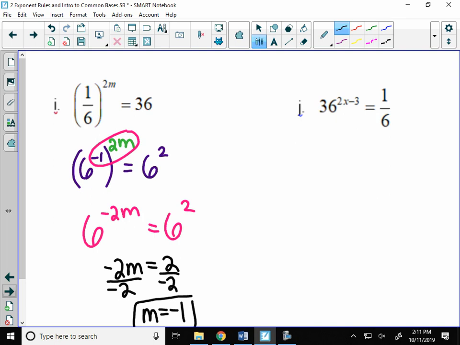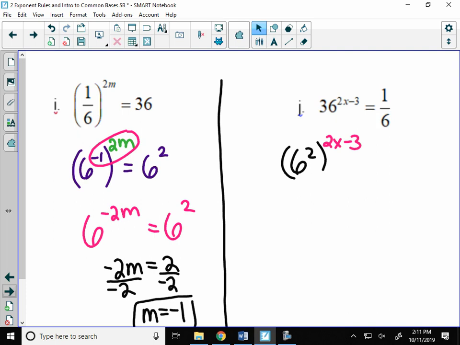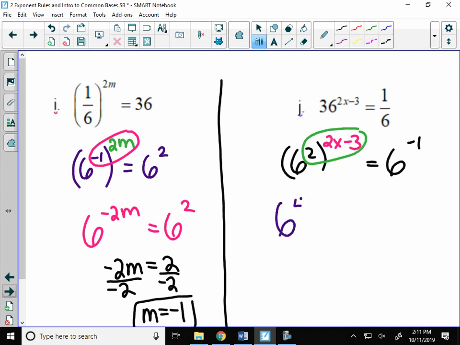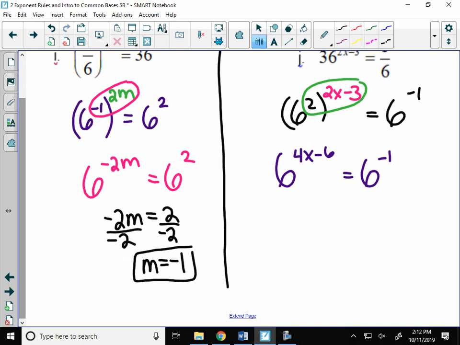Same exact idea in J. Same numbers even. And use a base of 6. So on the left I'll have 6 squared to that same exponent of 2x minus 3. And on the right, I'm going to use a base of 6 again to the negative first power. When I multiply the exponents, power to a power, on the left, I get 6 to the 4x minus 6, which I can then set equal to the exponent on the right, or set both exponents equal. I'm going to add the 6 to get 5, and then divide by 4.